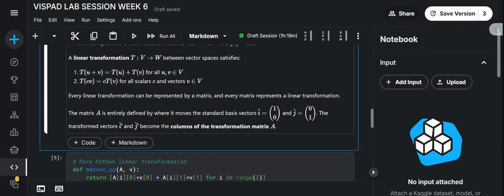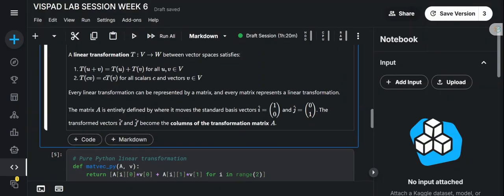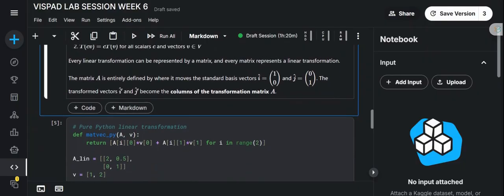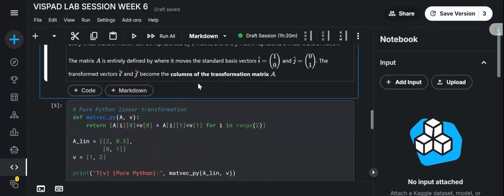Okay, so the matrix A is entirely defined by where it moves the standard basis vectors i, which equals (1, 0), and j, which equals (0, 1). It basically means that A can be a linear combination of these basis vectors, which we already know. And the transformed vectors i prime and j prime become the columns of the transformation matrix A, after the transformation is done.